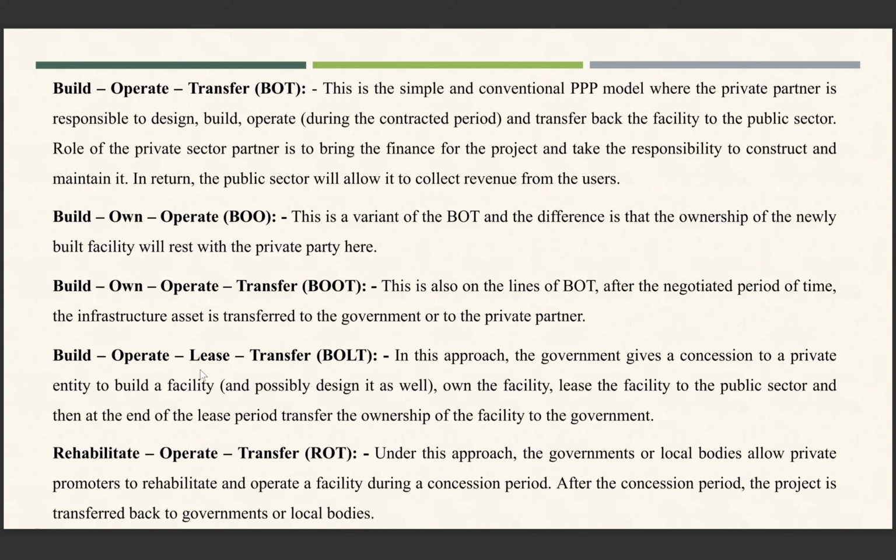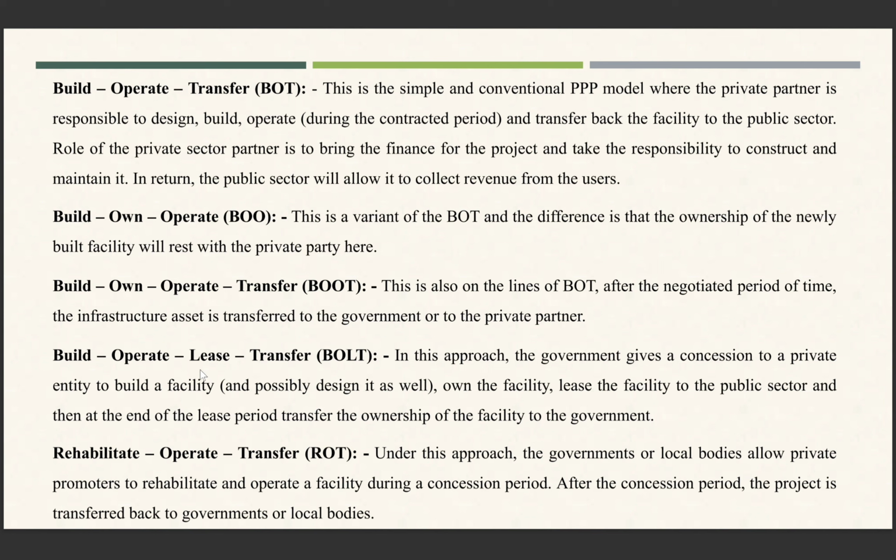So the role of the private sector partner is to bring the finance for the project and take the responsibility to construct and maintain it. In return, the public sector will allow it to collect revenue from the users. And the BOO model, that is build, own, operate. This is a variant of the BOT, and the difference is that the ownership of the newly built facilities will rest with the private party here.